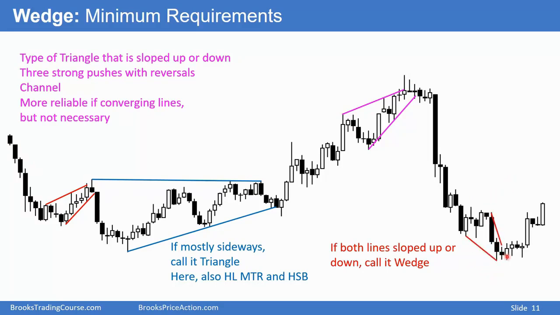Here we have a wedge bottom. It does not look like a wedge, but it is. We have 3 pushes down, 1, pullback, 2, pullback, 3. A small double bottom created the first 2 pushes, and then the third push here.